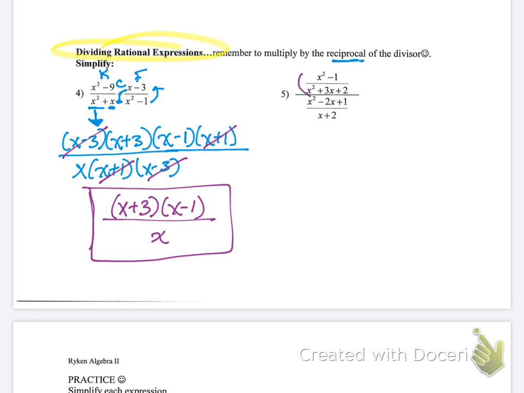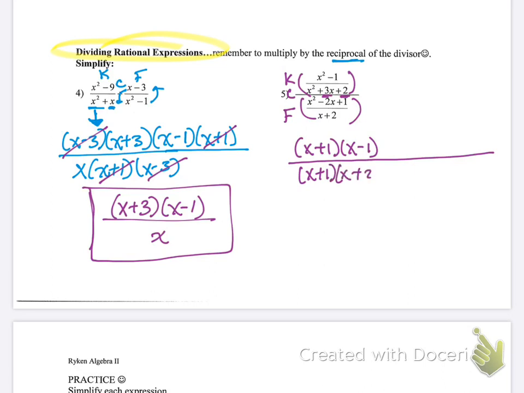Okay, number 5 looks tricky, but it's just, this is the one you're keeping, this is the one you're flipping, and you're going to change multiplication to division. So let's treat it the same way and factor x squared minus 1. That's x plus 1, x minus 1. The denominator here, what multiplies to 2 and adds to 3, is going to be x plus 1, x plus 2. The x plus 2 moves to the top, and then this x squared minus 2x plus 1 moves to the bottom, and it factors to x minus 1, x minus 1.